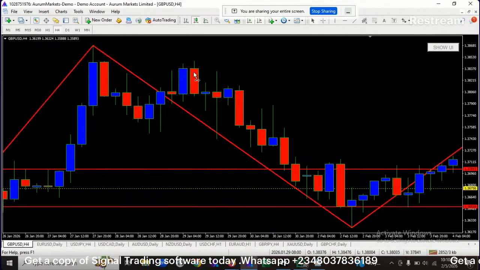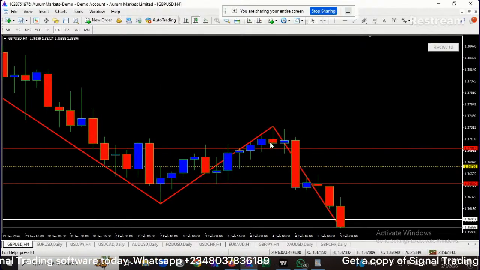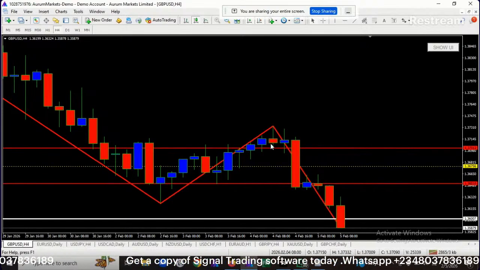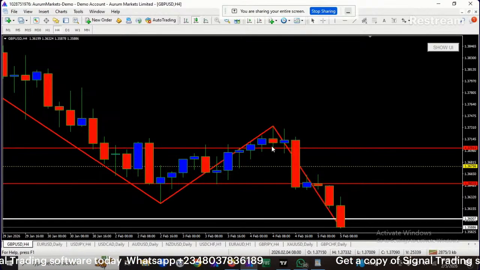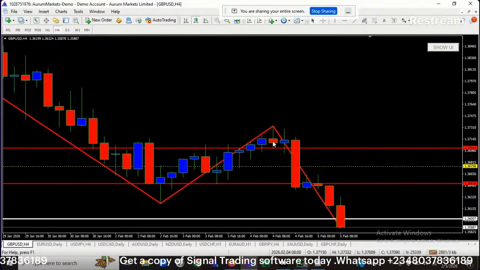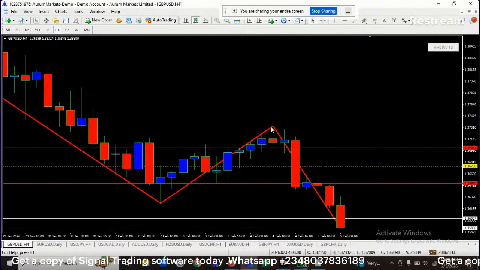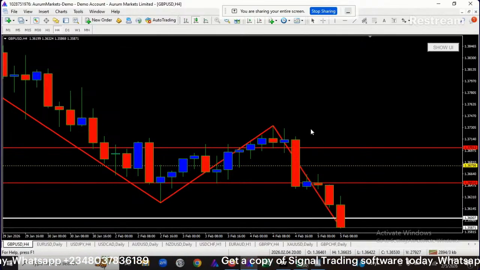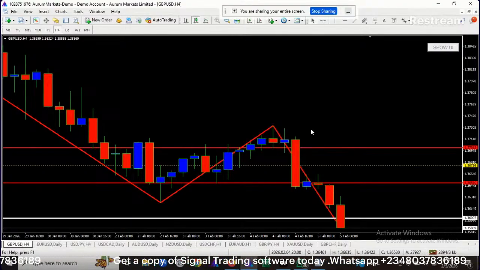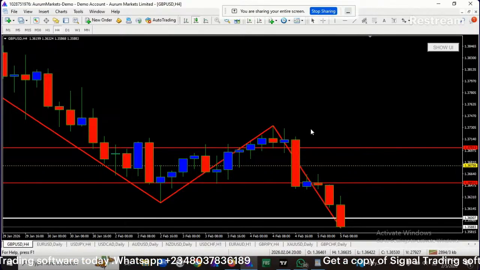Okay, a shooting star candle. This is what a shooting star candle looks like. Now, a valid shooting star is not supposed to have a wick below it. But these days, it is very difficult to find a candle without a wick above it or below it.